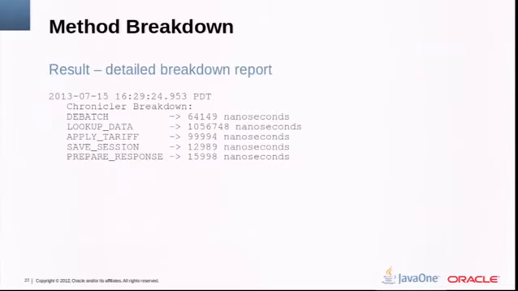So what that gave us is exactly like this. It's a chronicler breakdown. It tells you how much the debatching activity took, how much the lookup of the referential data took, and when we impacted the balance, how much time it took. It's all in nanoseconds. How much time it took in saving the session and responding to the session. And this is one of the mechanisms that really helped us to optimize our serializers.